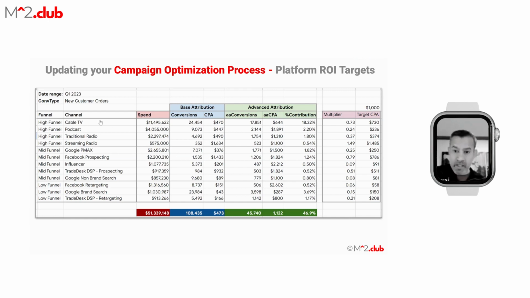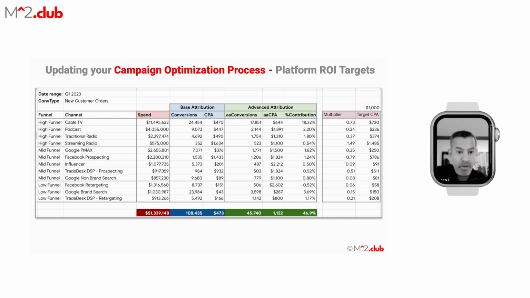You apply the multipliers, but you can also just take a blended multiplier number over whatever period of time, Q1 or January or last week or whatever it is. Then you have a multiplier number based on what you report as advanced attribution conversions and base attribution conversions. You can simply multiply the advanced attribution CPA by the multiplier to get a target CPA for the platform. It's a very simple process, and then you end up being able to understand what CPAs you're targeting in platform.